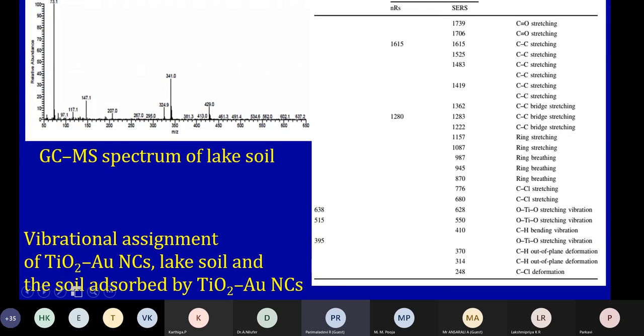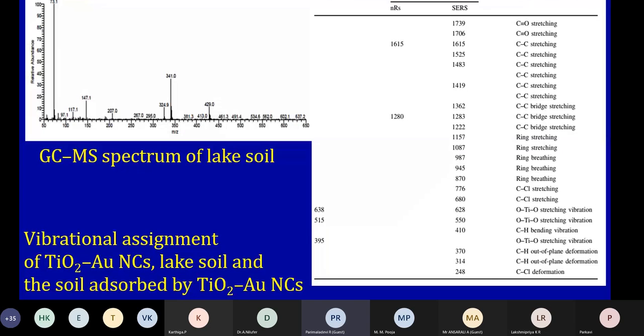Here you can see there are a number of C=O, C=O bonds. These stretching vibrations lead to the organic pollutant present in that soil. Normally, the pollutant can be easily detected using this SERS spectrum. So first, we find the pollutants present in that compound. Normally organic pollutants are present in that soil.